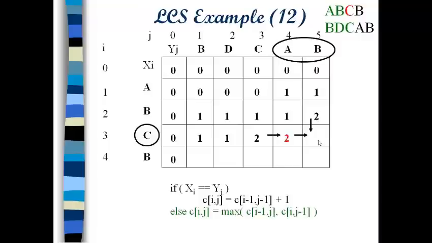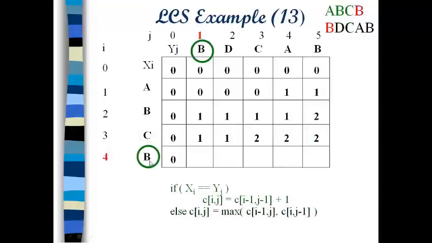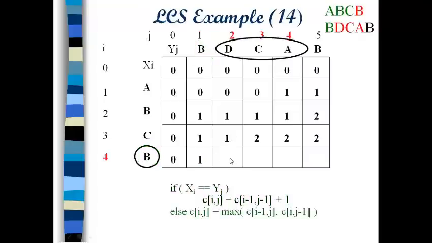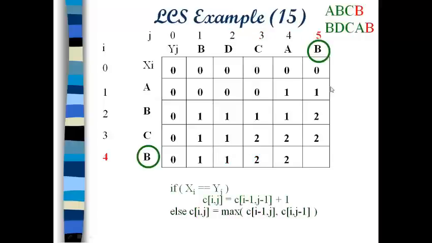Again check D and B, match, so we'll add 1 to this 0, it will be 1. Again check D and D, mismatch, so we'll choose the maximum value between this and this, it will be 1. We'll again check D and C, mismatch, so we will choose the maximum value between this and this, it will be 2. Again check D and A, mismatch, it will be 2. Again check D and B, match, so we will add 1 to this 2, it will be 3.